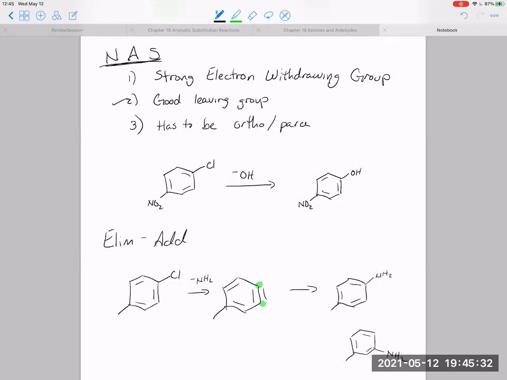Okay, so these are both sort of nucleophilic substitution reactions. The difference is whether or not they have that good electron withdrawing group. If it doesn't, it'll go through this elimination addition type mechanism where we get a distribution of products. All right, crash course in everything that was chapter 18.